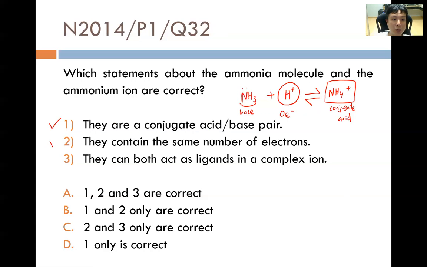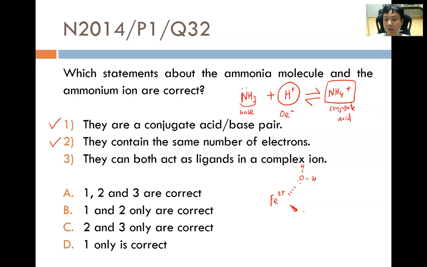This is also true. They can both act as ligands in a complex ion. In order to discuss this, I need to give you a brief overview of transition metals, or basically metals in general. For example, if you have an Fe2+ cation in solution, it is surrounded by water molecules, and water has a lone pair of electrons on the oxygen. What can happen is that the oxygen can use one of its lone pairs to form a dative covalent bond with the Fe2+.